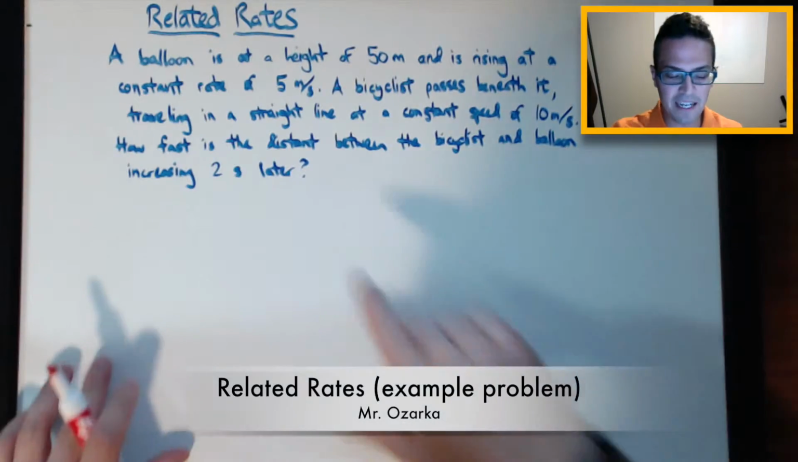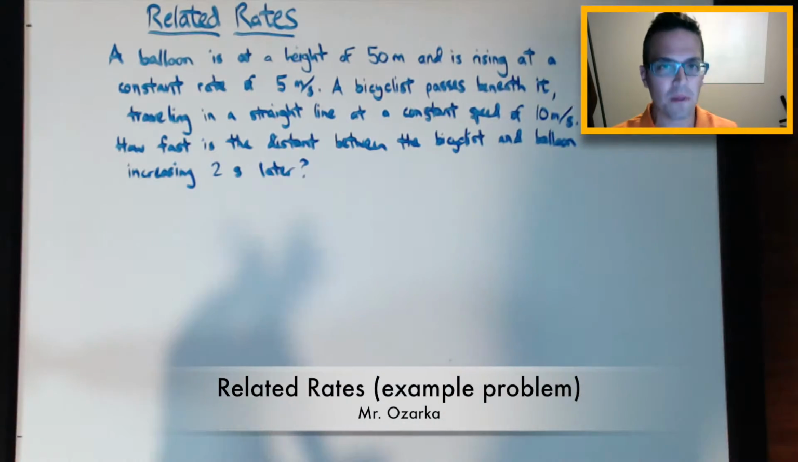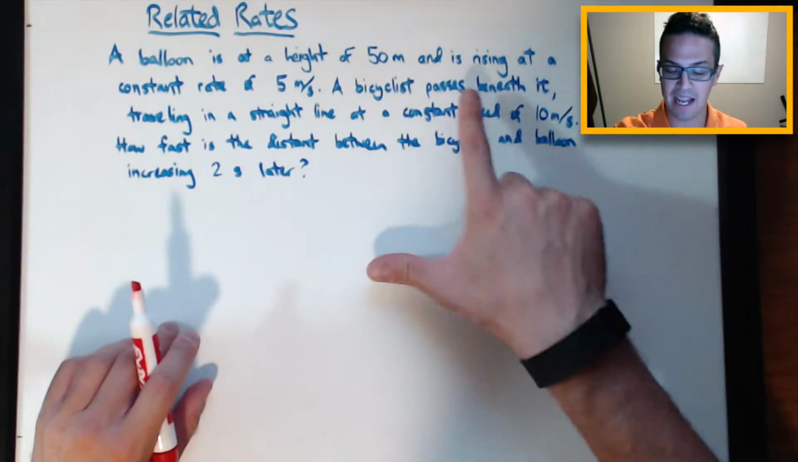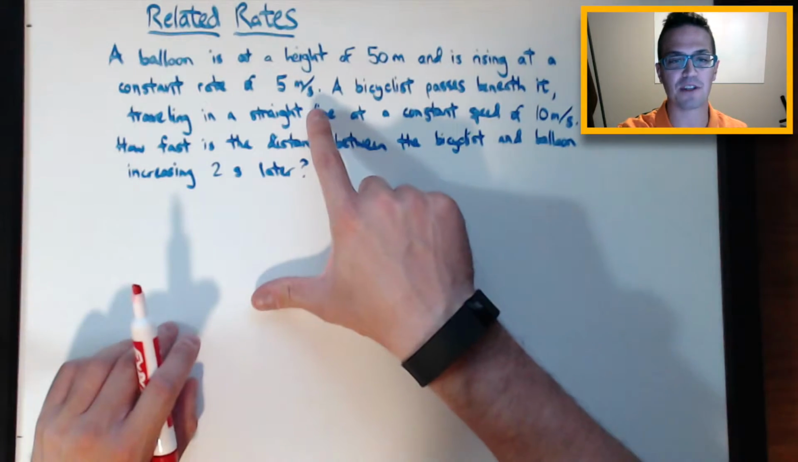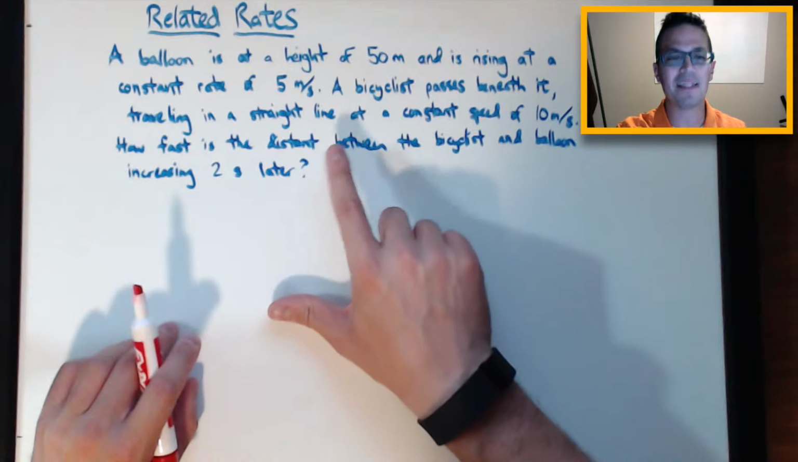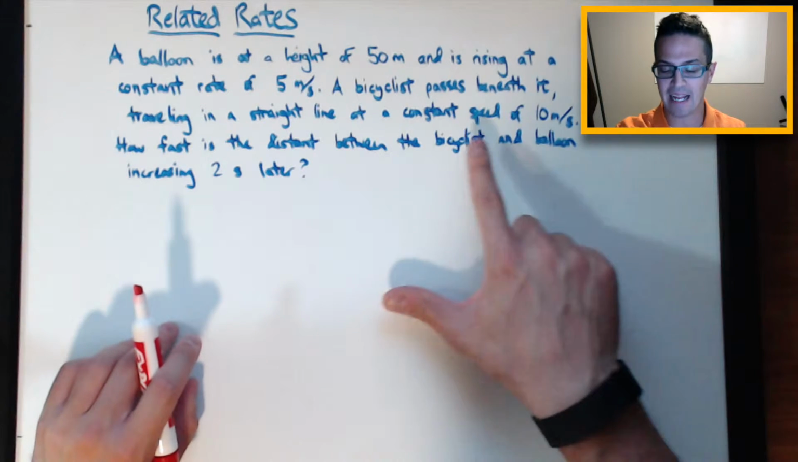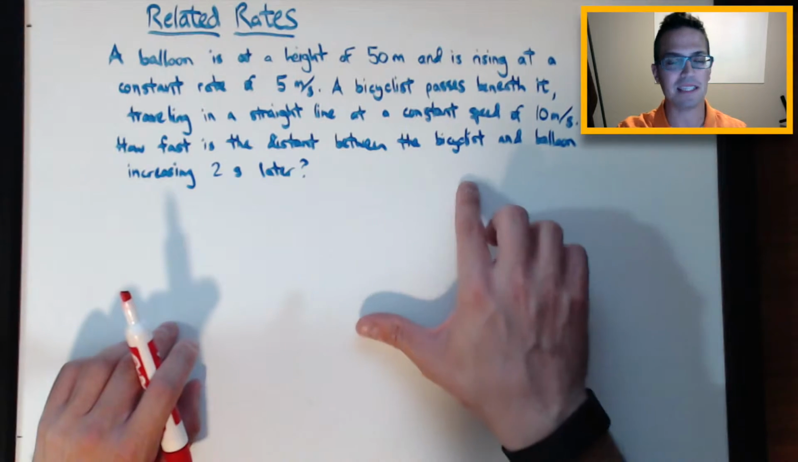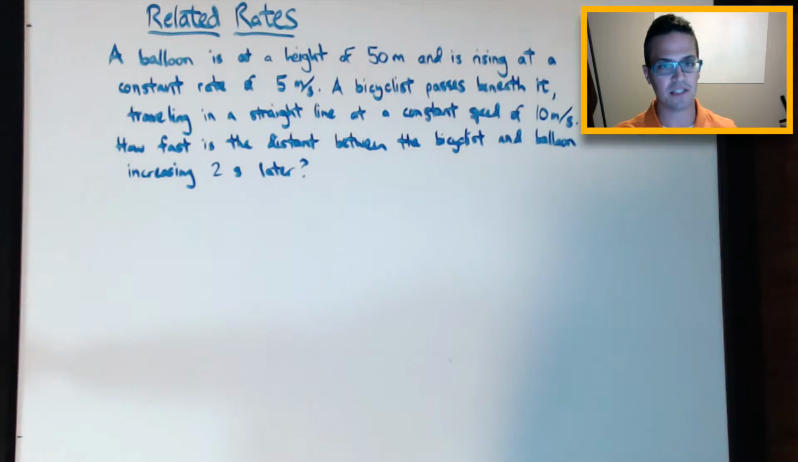Alright, so this is going to be another video on related rates, only this time it's going to be a much more complicated problem. It says a balloon is at a height of 50 meters and is raising at a constant rate of 5 meters per second. A bicyclist passes beneath it traveling in a straight line at a constant speed of 10 meters per second. How fast is the distance between the bicyclist and the balloon increasing 2 seconds later?